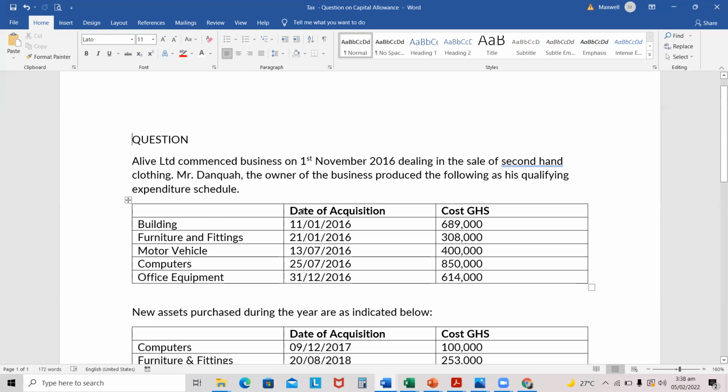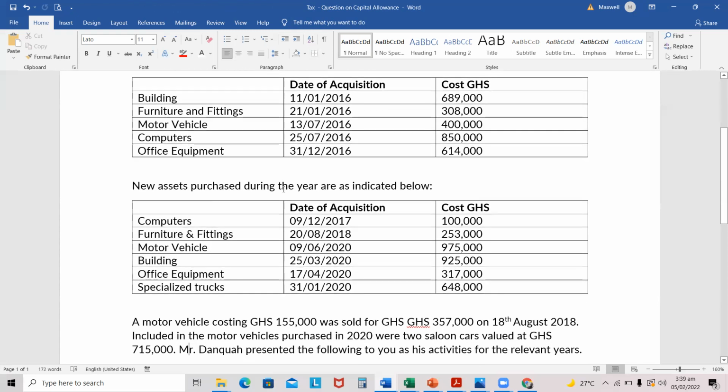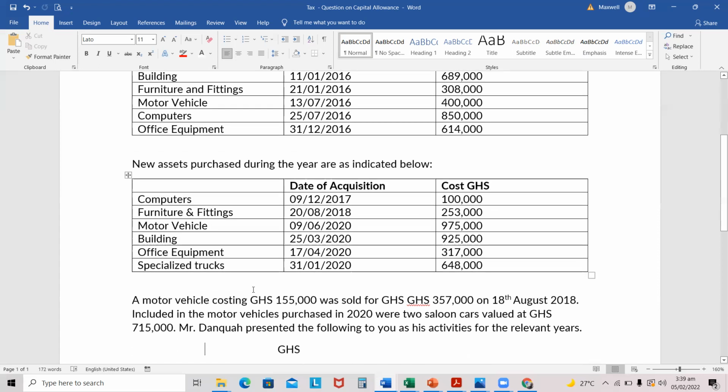Building, date of acquisition, 1st January 2016, cost 689,000. Furniture and fittings, motor vehicle, computers, office equipment. New assets purchased during the year are as indicated below: computers, furniture and fittings, motor vehicles, building, specialized equipment, office equipment, specialized trucks.